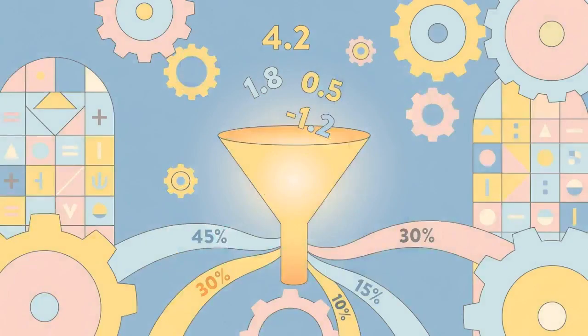The raw scores are messy numbers that do not add up to anything meaningful, so they are passed through a function called softmax, a magic funnel that turns any set of numbers into clean percentages that sum to exactly 100. Now each word knows precisely what fraction of its attention to give to every other word in the sentence.